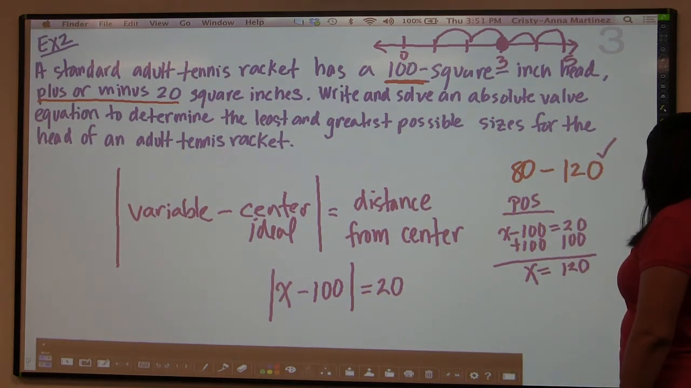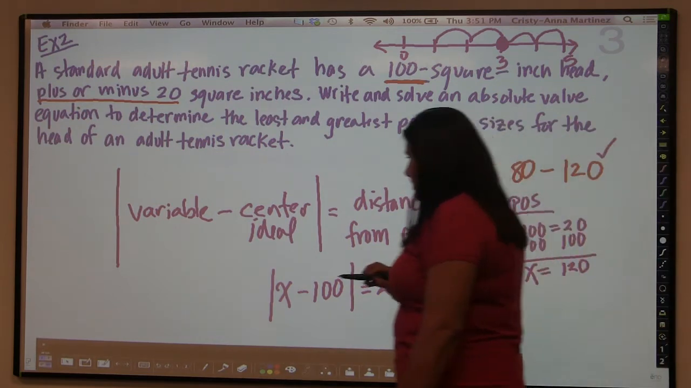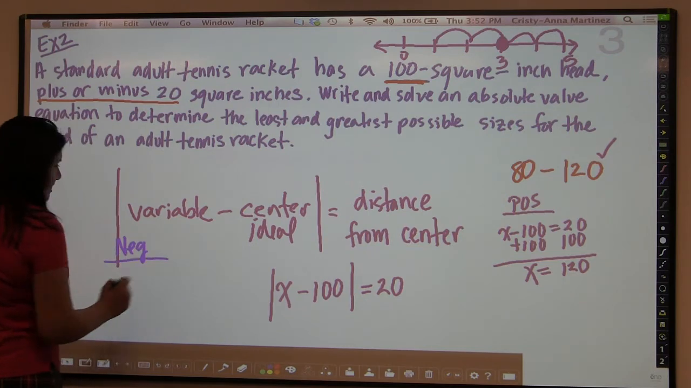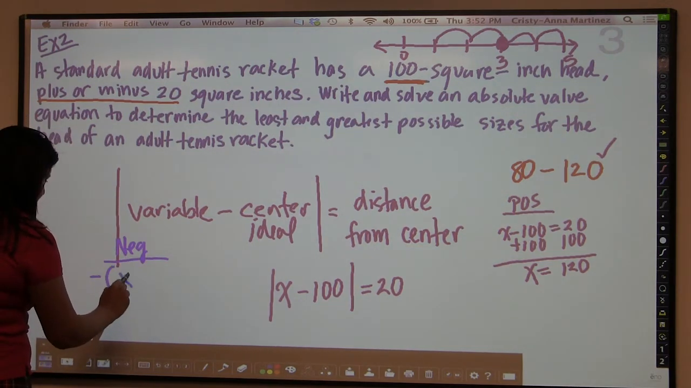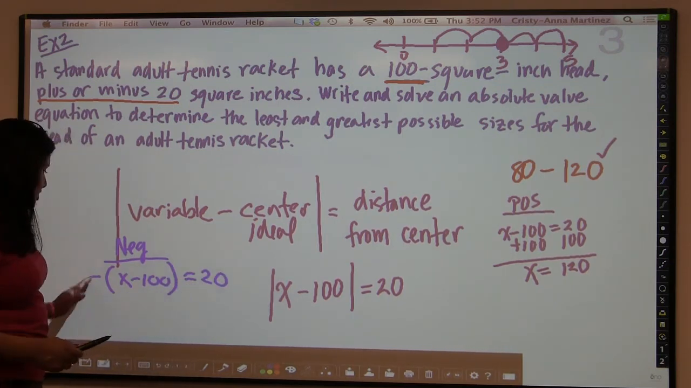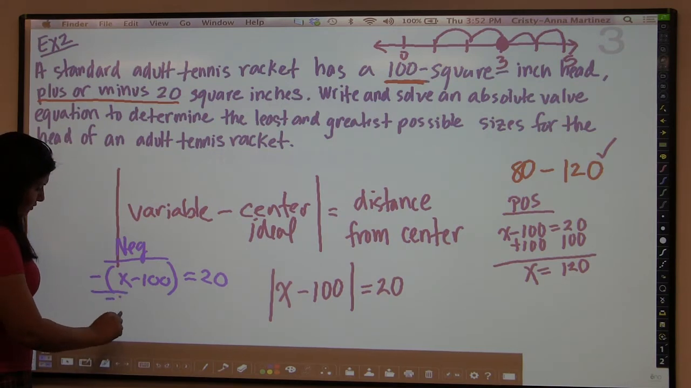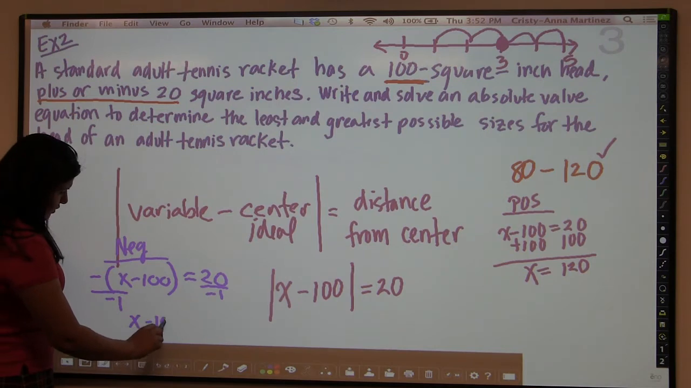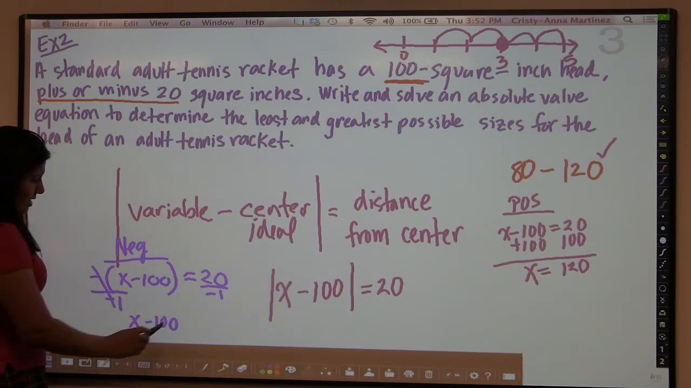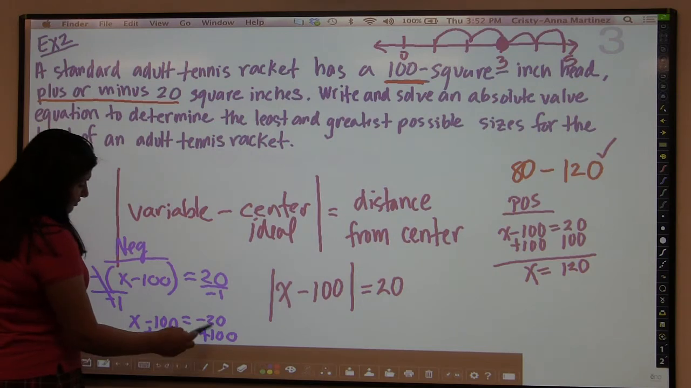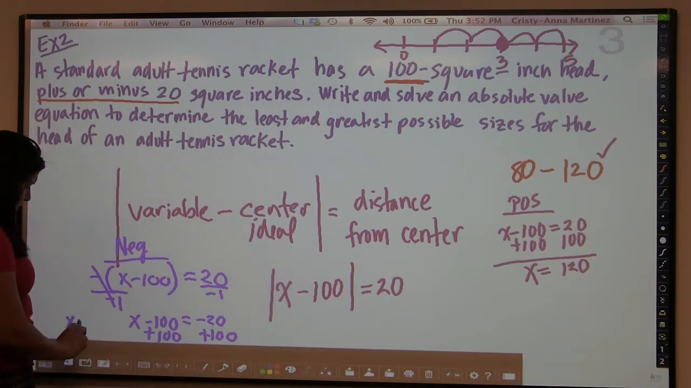Okay, for our negative case, I'm going to come over here. For the negative case, we're going to get negative x minus 100 equals 20. Another way to do this, if you don't want to distribute the negative, is to go ahead and divide by negative 1 right away. If you do that, then you're going to get x minus 100, because these two negatives are going to cancel, and you're going to get negative 20. And then when you add 100 to both sides, you're going to get negative 20 plus 100, which is going to be x equals 80.